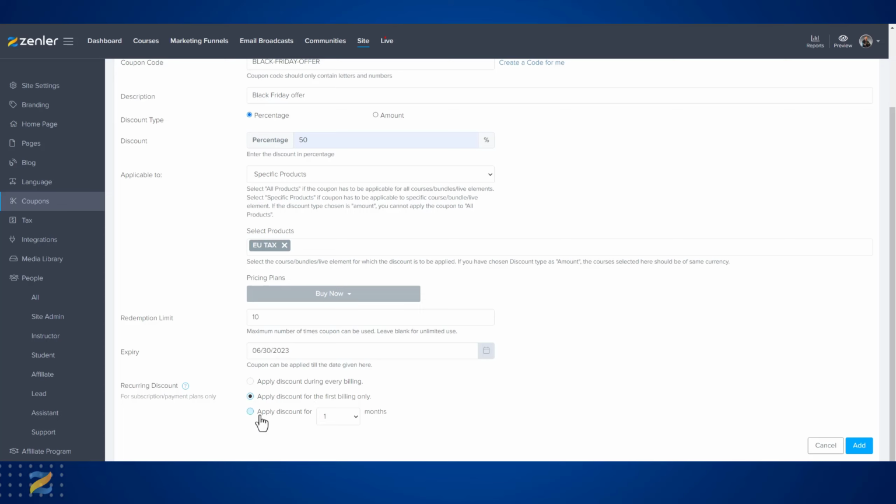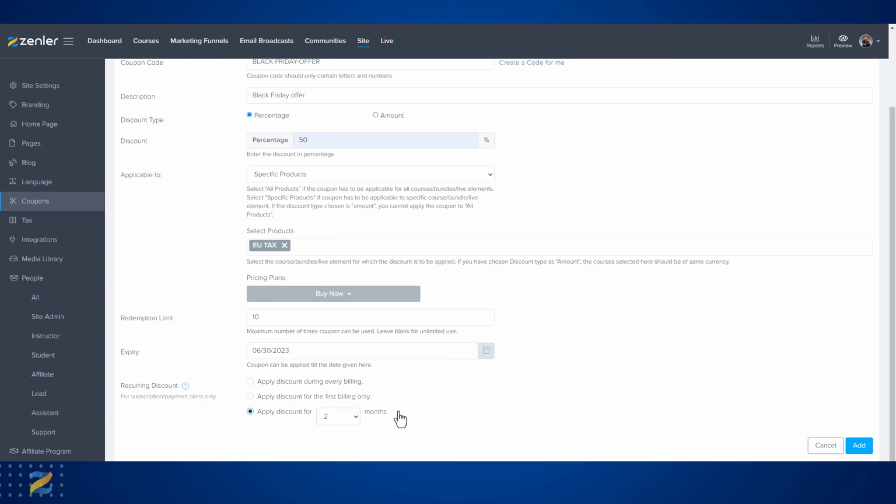The next option we have is to apply a discount for a certain amount of months. So within here, you can apply a discount for the months you require, such as 2. So in this case, if you had 5 payments and each payment was once a month, then the first 2 payments would be discounted because it would be 2 months. After this point, they would be charged for the full price.